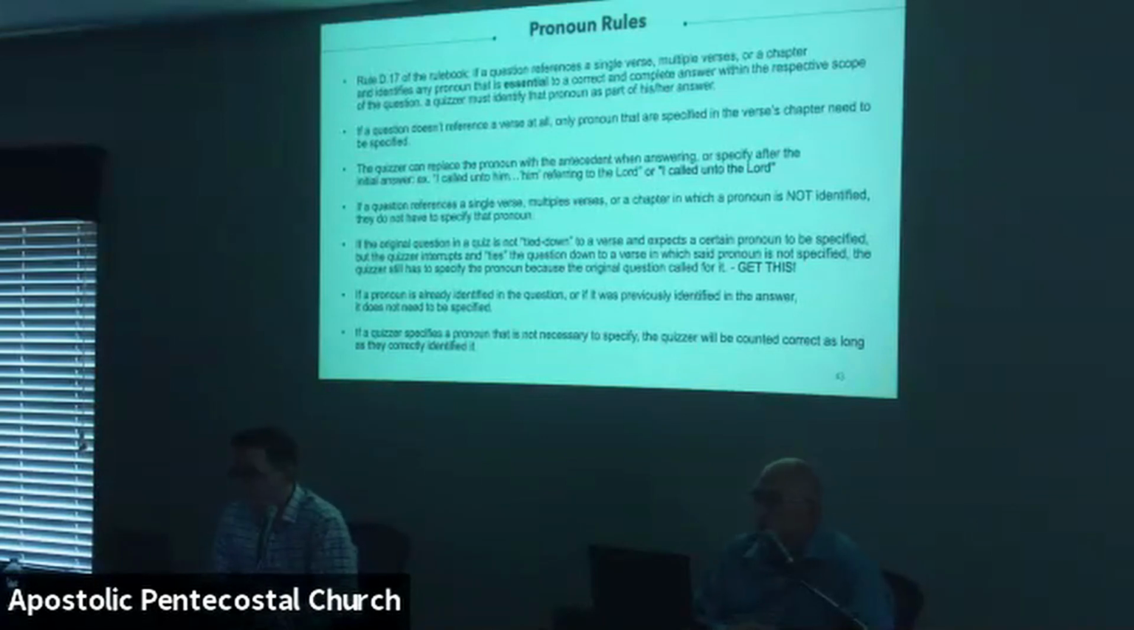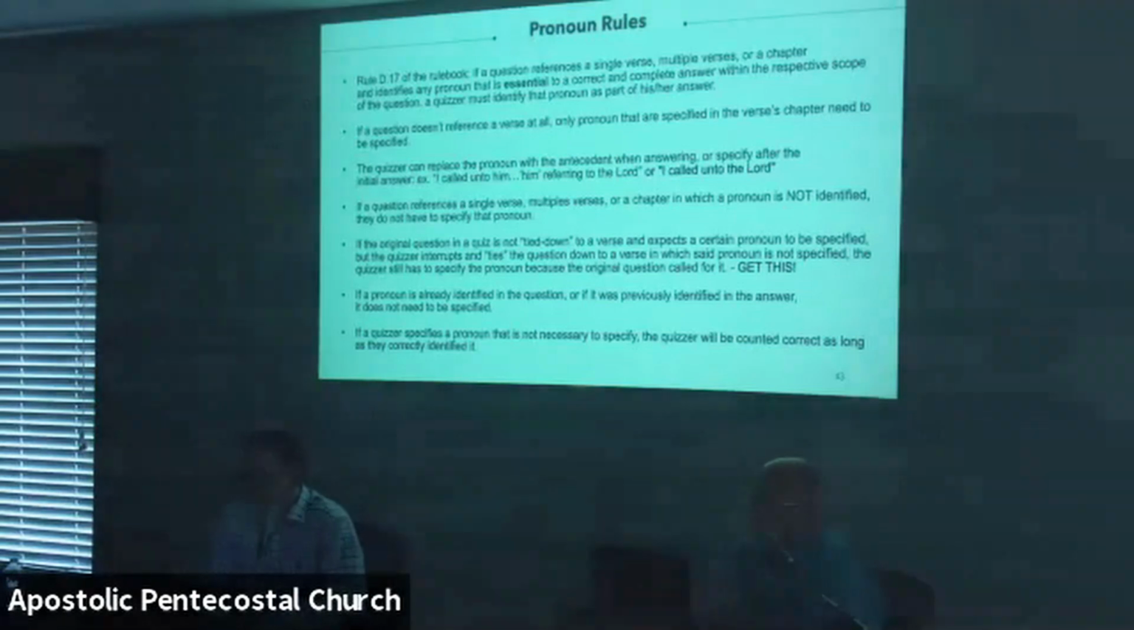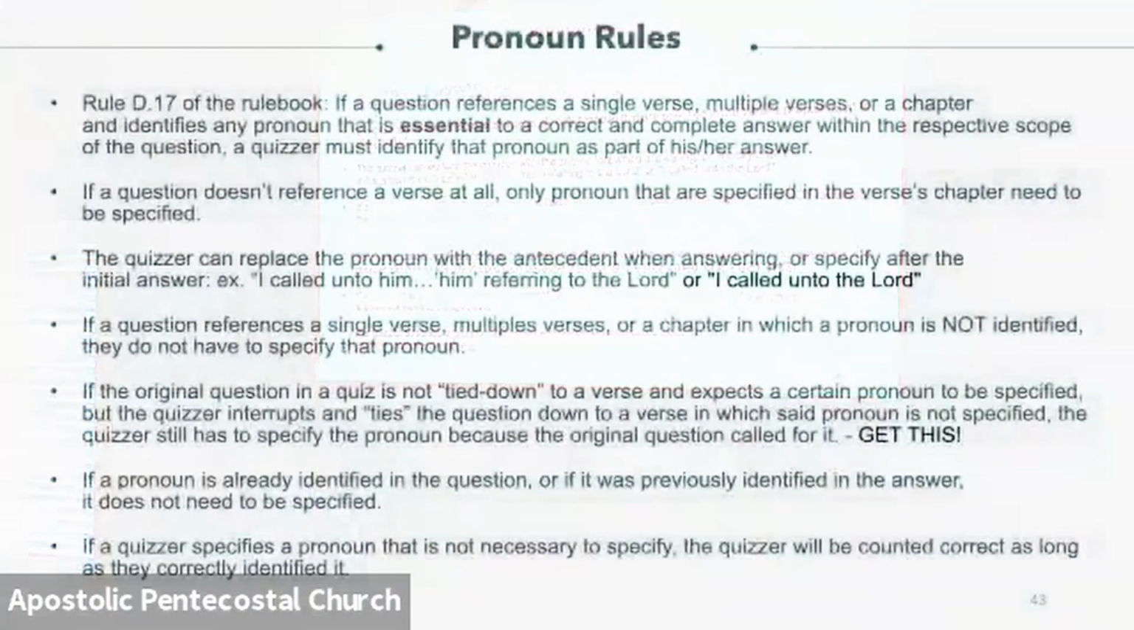Absolutely. So the next bullet, the fourth one: if a question references a single verse, multiple verses, or a chapter in which a pronoun is not identified, they do not have to specify that pronoun. We already said that. But they can. And we'll get to that down here in a minute. Would you quit jumping ahead?